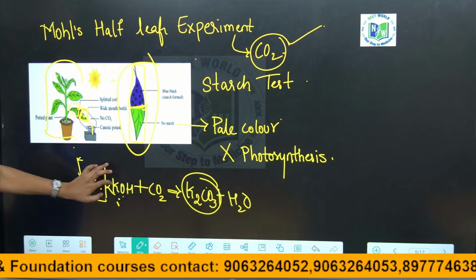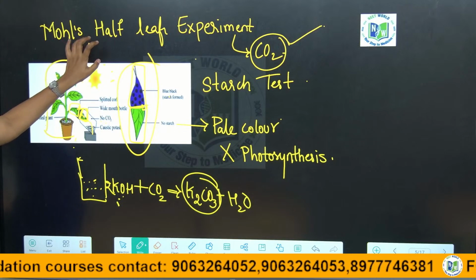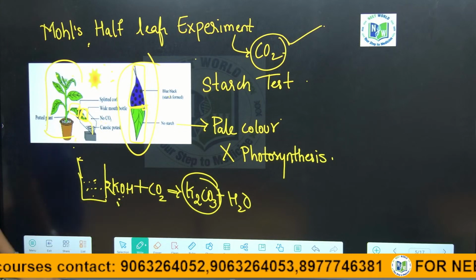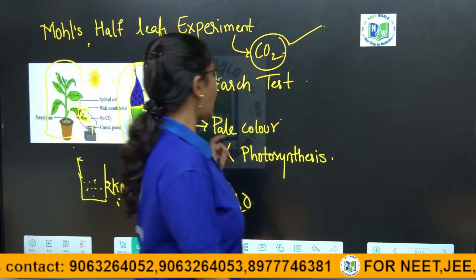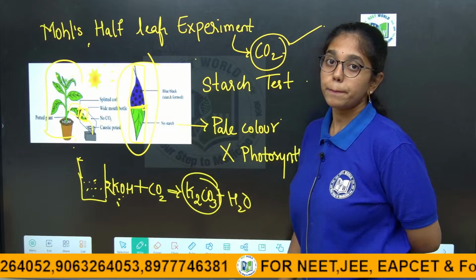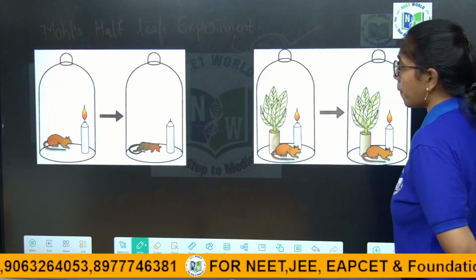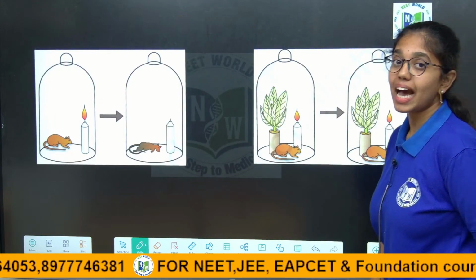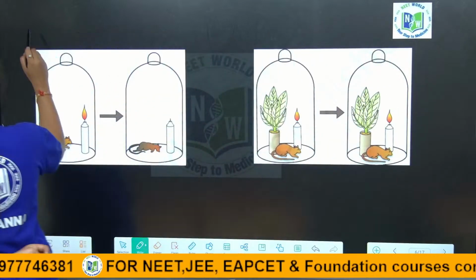Okay, this is Moll's half leaf experiment, conducted by Moll. The chemical used is KOH, where half the leaf turns blue-black and the other half is pale. Next, let's look at the bell jar experiment done by Joseph Priestley.